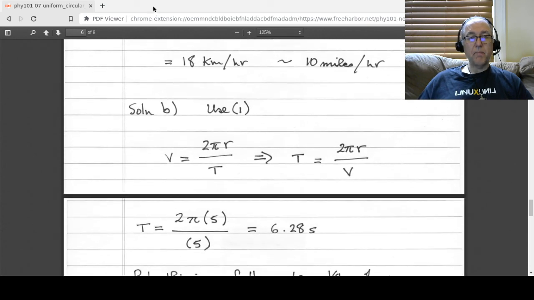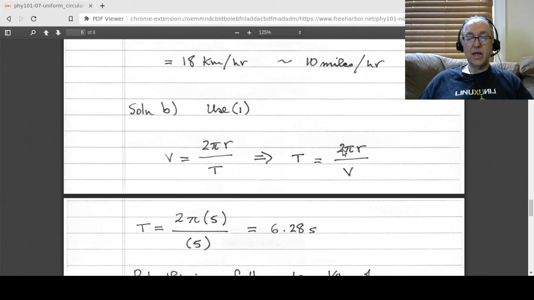All right, part B was find the time that you're in the corner. The time that you're in the corner is actually 1/4 of the period because you're only in 1/4 of the circle. Okay, so let's get the period first, and you could use either equation 1 or 2. I picked equation 2 because it's easier, and so you have v is equal to 2 pi r over capital T.